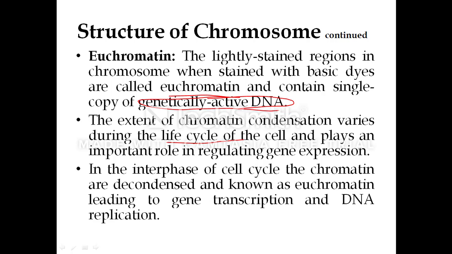Loosely arranged and known as euchromatin, leading to gene transcription and DNA replication. For DNA to replicate or duplicate, or in transcription, we need the euchromatin state of the chromosome. So the copying of the sequence will be very easy.